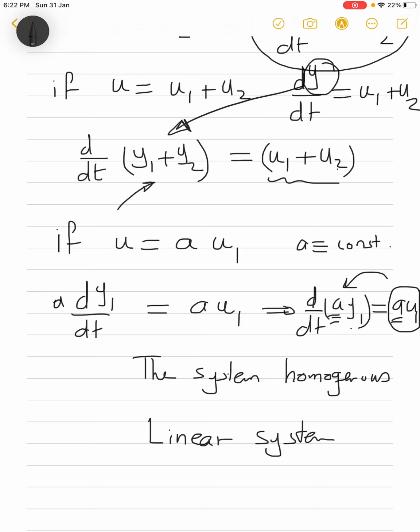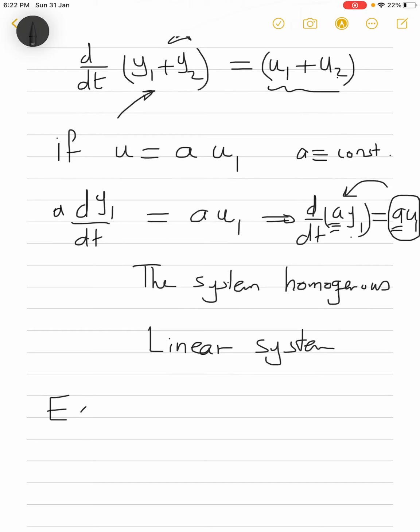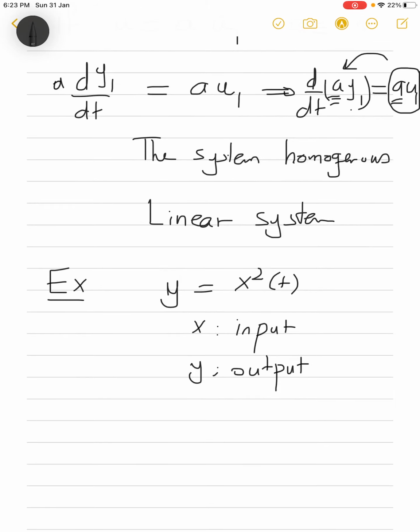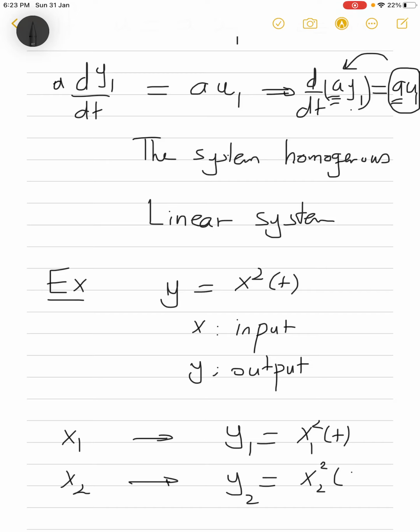Now let us see a nonlinear system. So another example. If I take y equals x squared, where x is the input and y is the output, so if I apply x1 to the system, I get y1 equals x1 squared of t. If I apply x2 as an input, I get y2 equals x2 squared of t.